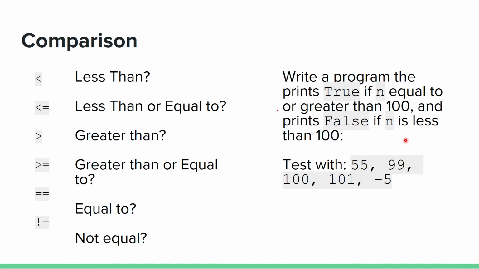And how we get these conditions is by using relational operators. On your screen now, you can see the list of comparison operators that we have. We have less than or equal to, greater than or equal to, double equal to, and not equal to, which is the exclamation mark and the equal sign. So very quickly, let us go through what we have seen here.